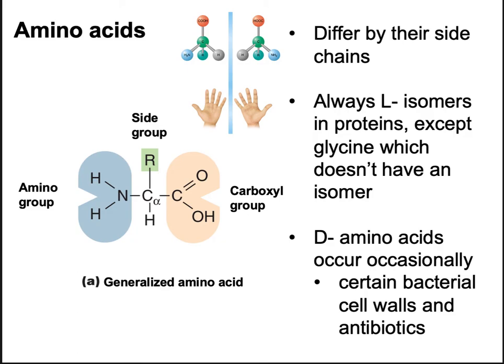Right, so there are 20 amino acids. You do not need to memorize them, but you do need to memorize this generalized form of the amino acid, and that it's the L isomers that we use. Okay, all of the amino acids differ by their side chain, which goes in the R spot. Okay, so a D amino acid does occasionally occur in nature, like in certain bacterial cell walls or certain antibiotics, but for the most part, we only care about L isomers.